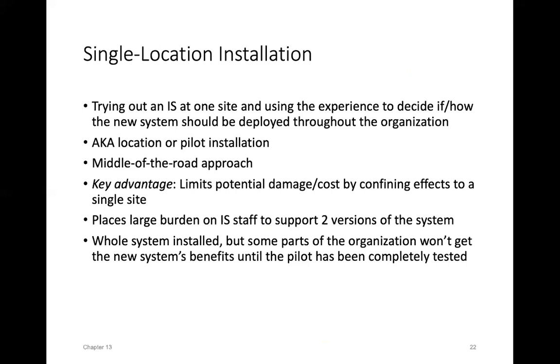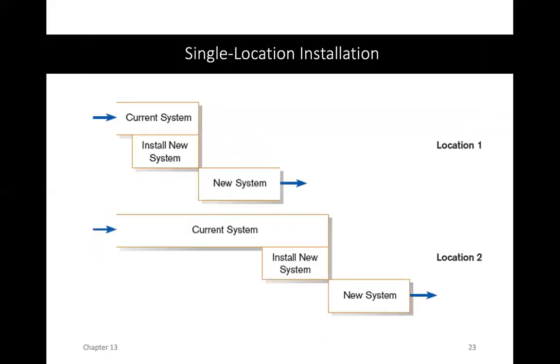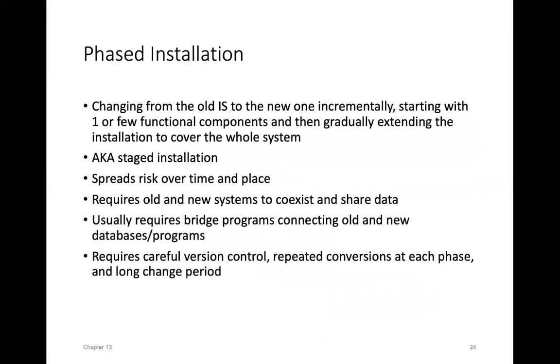The last approach is a phased installation, another sort of follow-up thing. So location 1, location 2: you have a current system, you install your new system, and you swap over to your new system in a direct move. And at location 2, you carry on, you get the confidence, you install your new system, and you do the same as well. A phased installation is the slowest of them all, right? This is where we spread our risk over time and place. Essentially, it's changing from the old information system to the new one very slowly, very incrementally, starting with components of the system, and then gradually extending the installation to cover the whole system. This is also known as a staged installation.